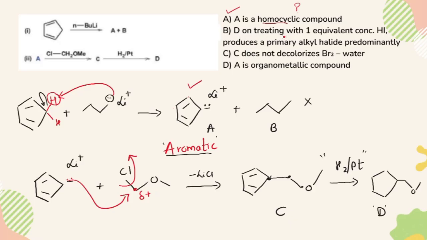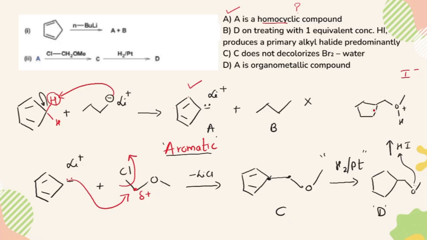Now, D on treating with one equivalence of concentrated hydrogen iodide produces a primary alkyl halide predominantly. Let's check for that. So this is a reaction of ether, right? So what happens in the first step? This oxygen is going to get protonated, right? So I'm going to write this over here. So this cyclopentane is as it is. Now the oxygen is going to get protonated due to the presence of the acid. Now the iodide should attack. So the question is, will it undergo SN1 or SN2? So in this case, it's going to be SN2.